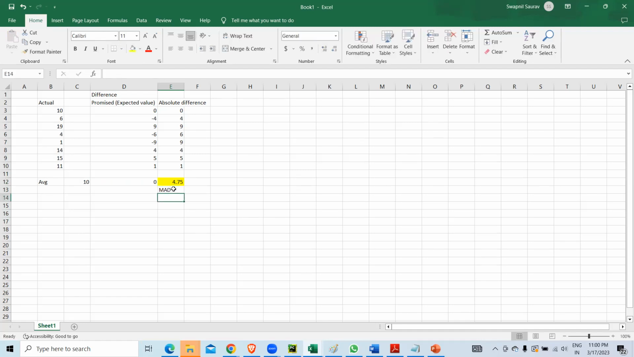So what does the number 4.75 mean? It's the average of the absolute differences. What do we understand from the data? This is one number which will show you how much the process is deviating. What do we mean by the process deviating?